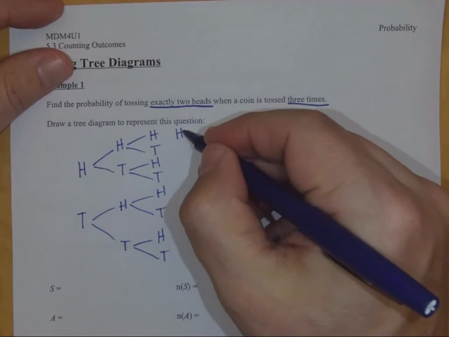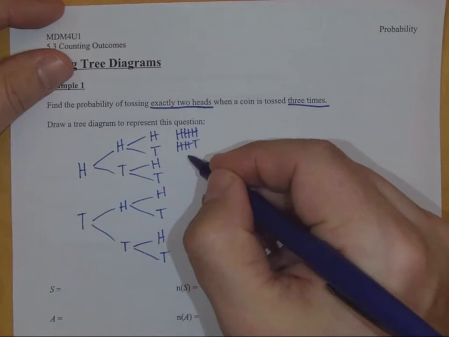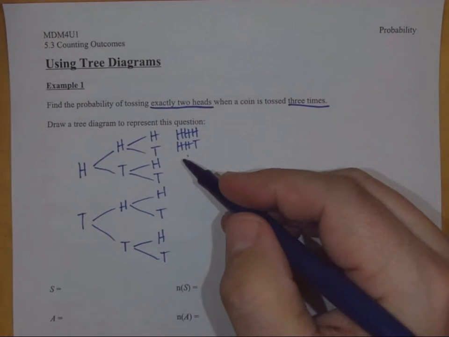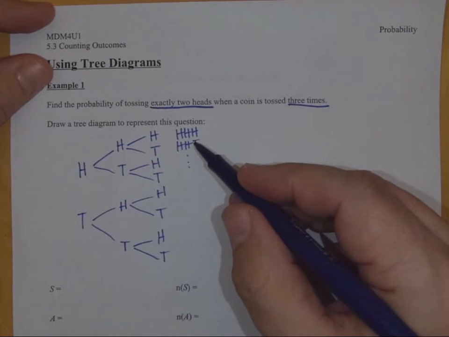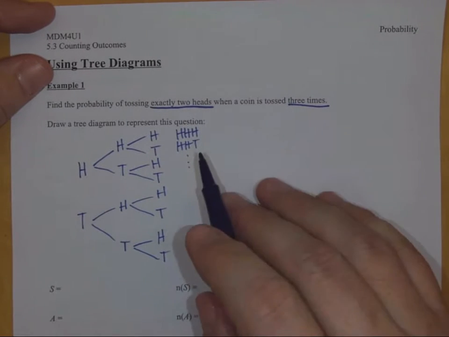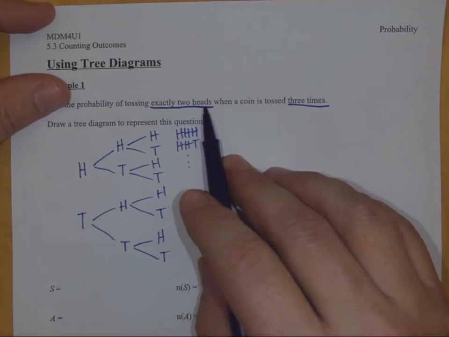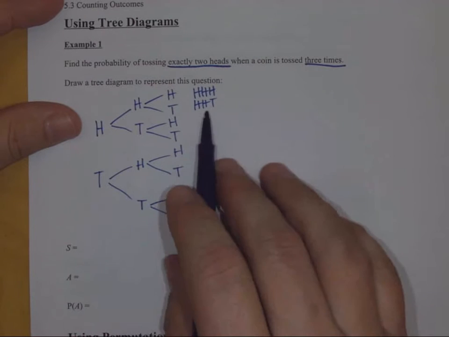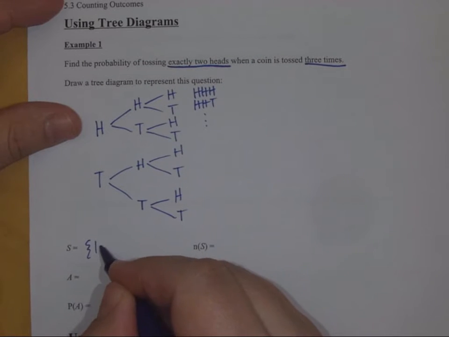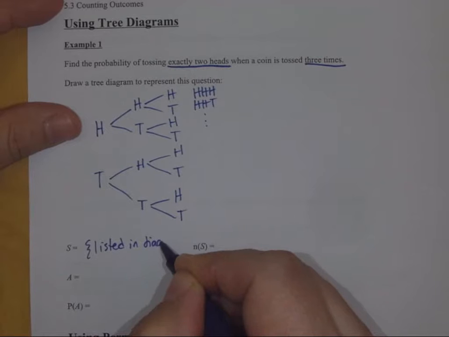You can start listing them: head, head, head, head, head, tail, etc. I'm just going to put dot, dot, dot. I'm not going to list them all. We've already done this once. Now, out of all of these, how many of these outcomes have exactly 2 heads in them? Well, let's list them. The sample space is every outcome. And I'm going to write listed in diagram.